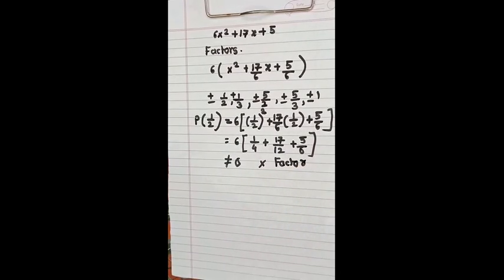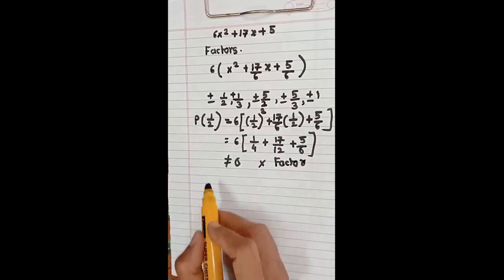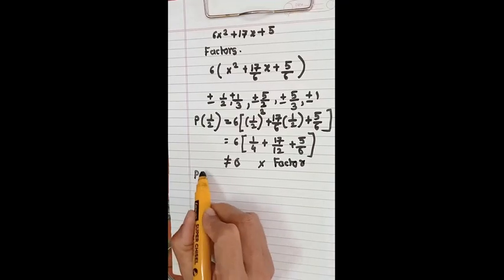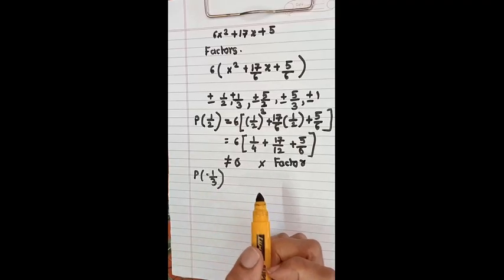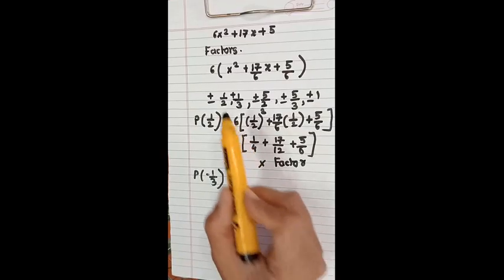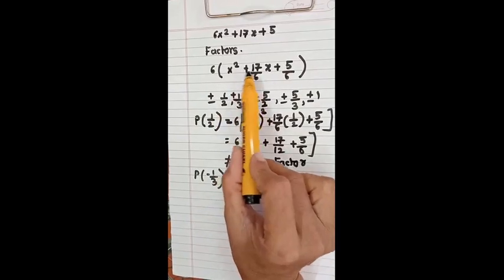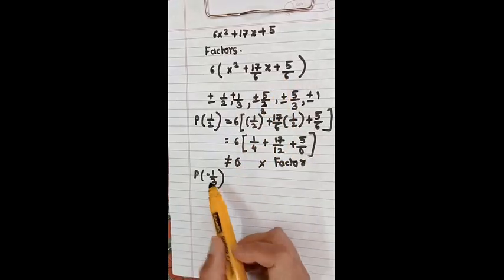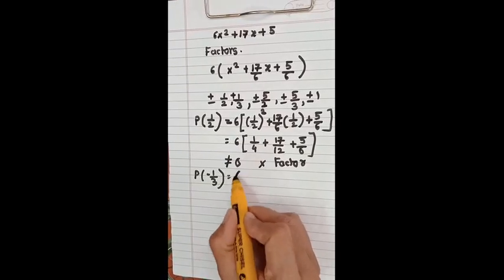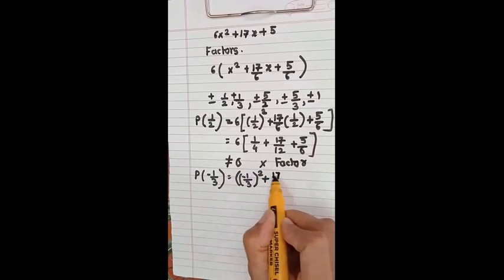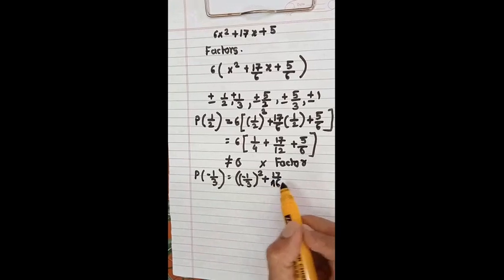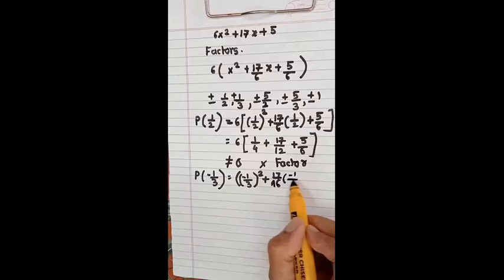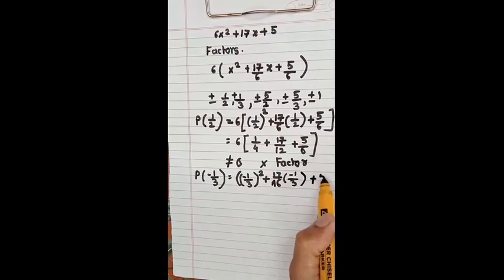So let us try for another value. By trial and method you have to find out. So I will try for minus 1 upon 3. Just by observing, you can find out that one factor should be negative, if you want the total to be 0. So I will try for minus 1 upon 3: 17 upon 6 into minus 1 upon 3 plus 5 upon 6.